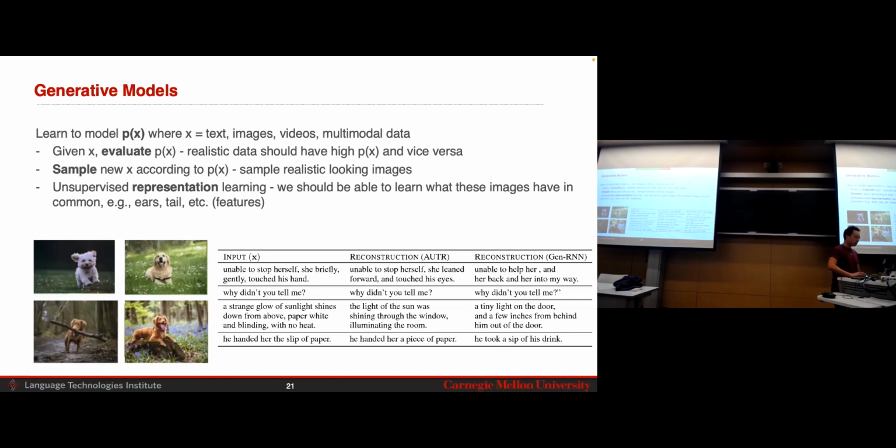And typically, when we talk about these generative models, when we have a P of X, there might also be an encoding objective that goes from X to a latent variable Z, and that can be very useful for unsupervised representation learning.